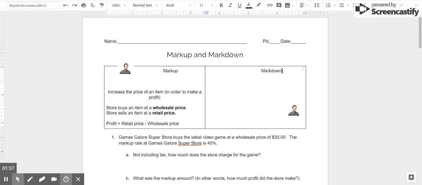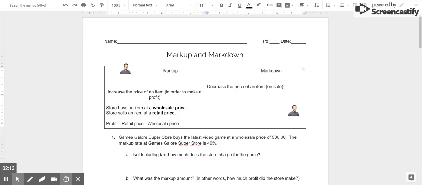Markdown is also an important idea. We've talked about markup and markdown a little bit in the past. Markdown is when I decrease the price of an item, or in other words, I put it on sale. Some reasons I might do this are the item is not selling at the current price, and so I'd like to still make a smaller profit off of it, but get rid of it. Another reason I might mark something down is because I have a newer type of that item and I want to get rid of the old ones.